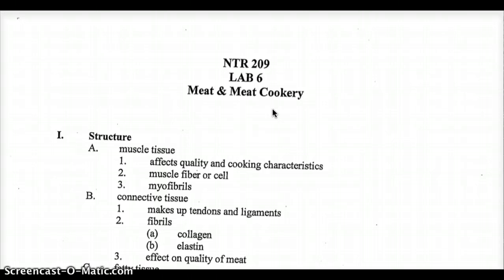Connective tissue makes up tendons and ligaments. Know that connective tissue makes up your tendons and ligaments. Know that fibrils are made of collagen and elastin. Know what collagen and elastin are and their effect on the quality of meats.